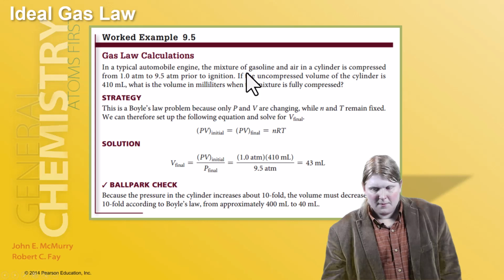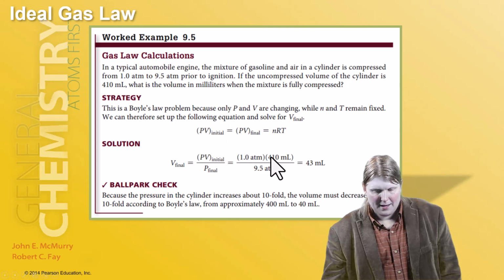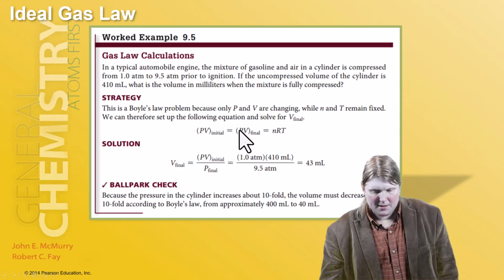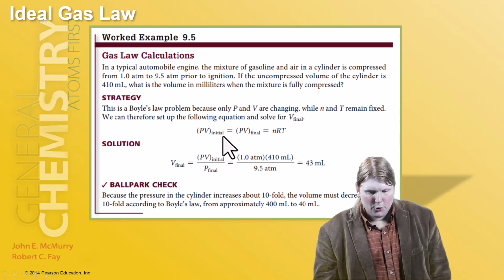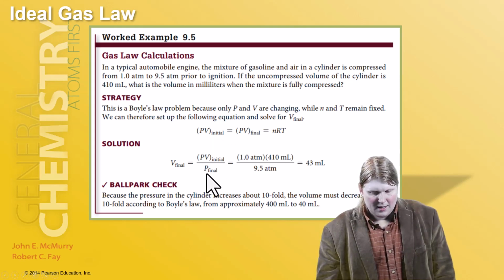So we're given, they say, an initial pressure of, let's say, 1 atmosphere, and then it's going to change to some final pressure that is 9.5 atmospheres. And then the uncompressed volume is 410 milliliters. So we'll put that in there as the initial volume, and then we'll be able to solve here for this final volume as the missing variable. So we've got 4 variables. We know 3 of them. We can rearrange this to solve and get an estimate here.